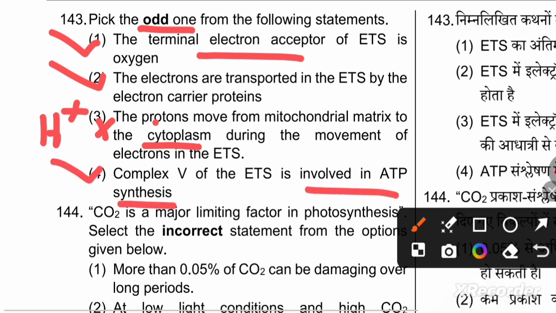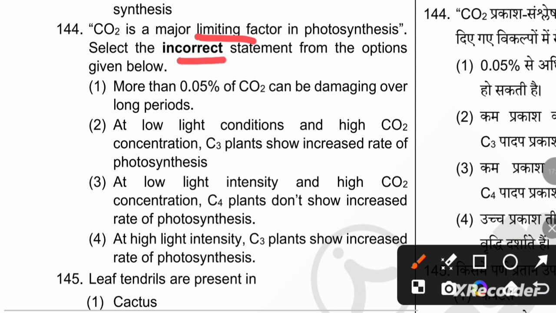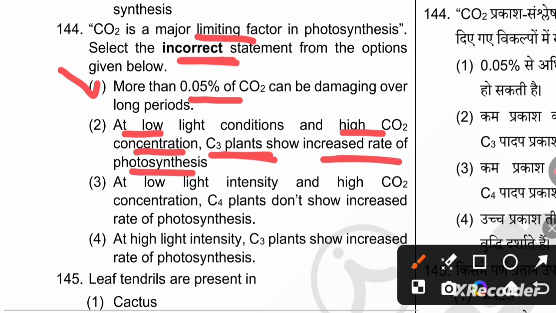Let us move to the 144th question. Carbon dioxide is a major limiting factor in photosynthesis. Select the incorrect statement here. So we need to find the incorrect statement. More than 0.05% of carbon dioxide can be damaging over a long period. Yes, related to carbon dioxide as a limiting factor, so this is the correct statement. At low light condition and high carbon dioxide concentration, C3 plants show increased rate of photosynthesis. This is wrong. In this case, neither C3 plants nor C4 plants show this property. So this is the incorrect one. The remaining third and fourth are correct if you read those statements properly.